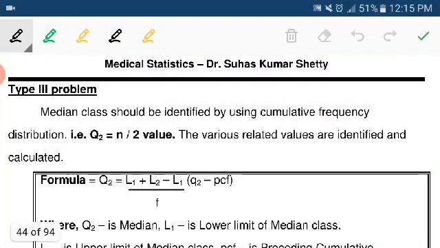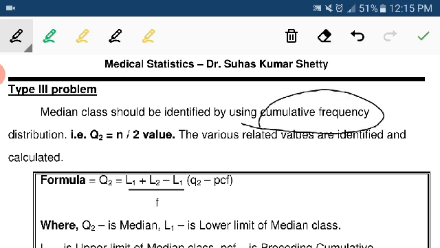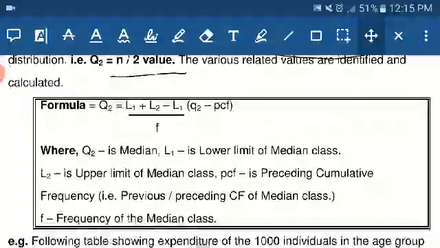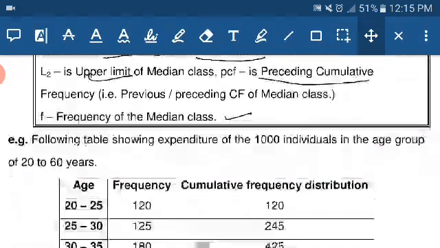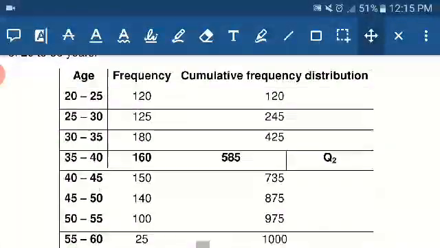Then the next type of problem. The median class should be identified using the cumulative frequency, that is, Q2 is the n by 2 value. The various related values are identified and calculated. Formula: Q2 is equal to l1 plus (l2 minus l1) times (n by 2 minus PCF) divided by f, where Q2 is the median, l1 is the lower limit of the median class, l2 is the upper limit of the median class, PCF is the preceding cumulative frequency, and f is the frequency of the median class.